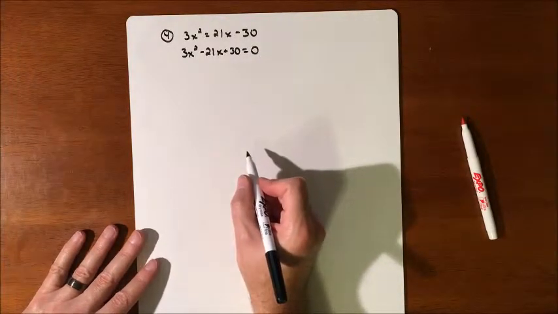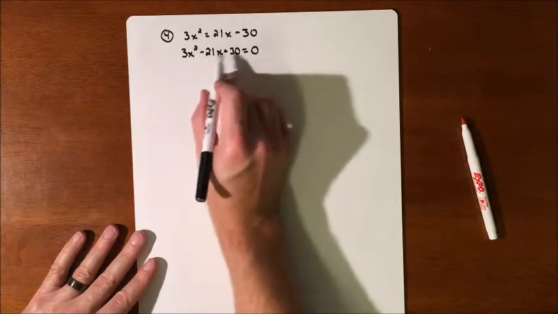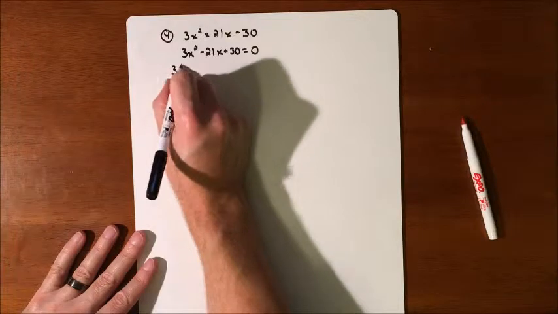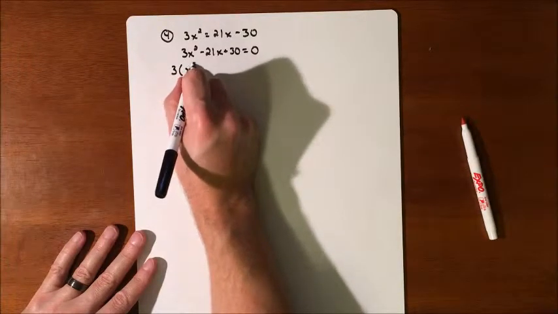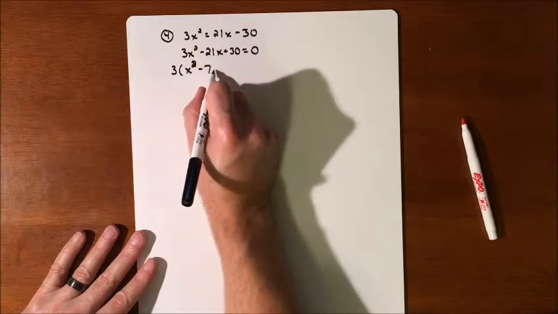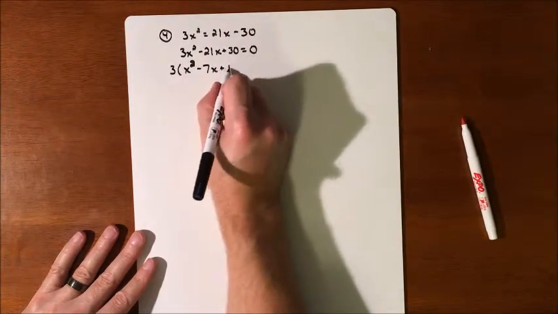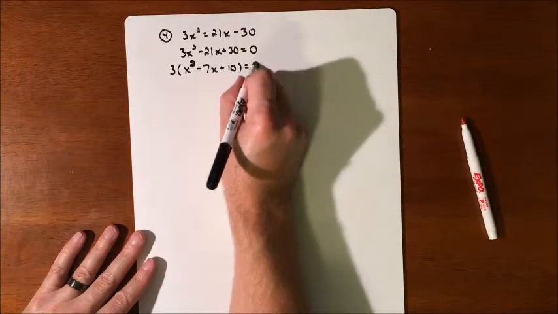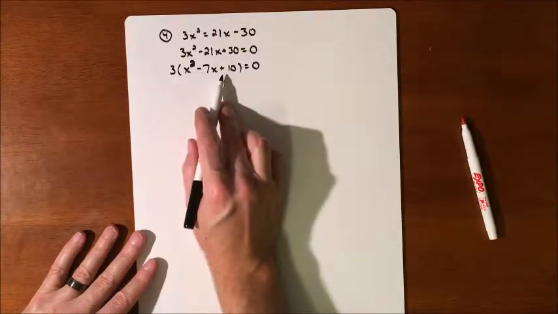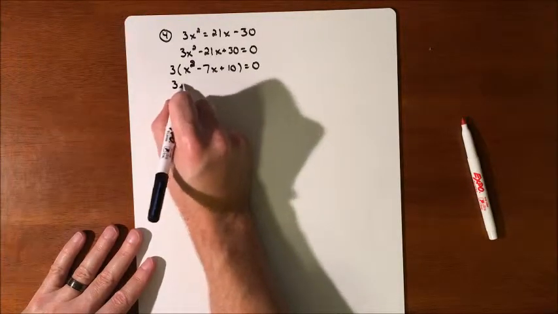So before we try to solve, let's try and factor anything that we can. They all are divisible by 3, so we can factor out a 3 out of every piece. So we'll divide everything by 3, divide everything by 3, and we get x squared minus 7x plus 10 equals 0. Now we'll look to factor. Don't lose your 3.